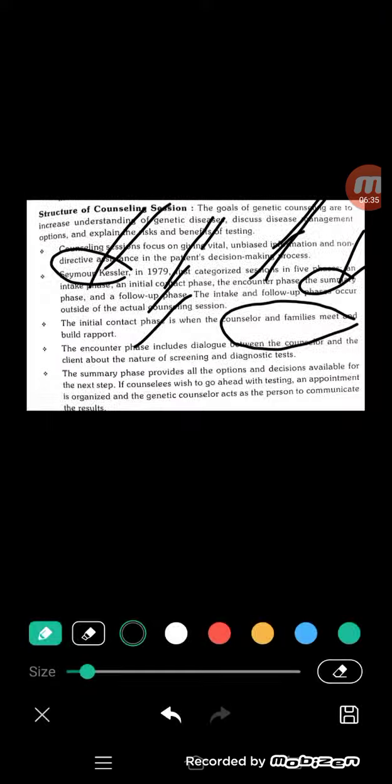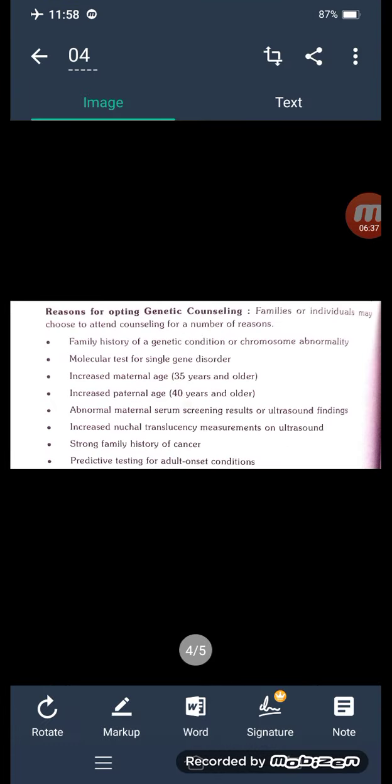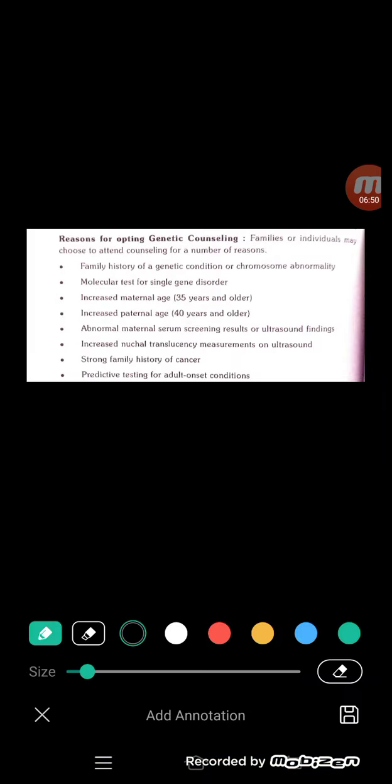And the next one: what are the reasons for opting for genetic counseling? Which types of reasons occur in genetic counseling? Families and individuals may choose to attend counseling for a number of reasons. What are they? First of all, family history of a genetic condition or chromosomal abnormality. If any chromosomal abnormalities are present in the body, or any family members suffered with the same types of diseases, at that moment we choose genetic counseling.